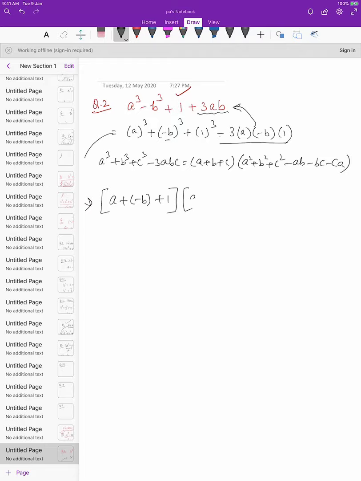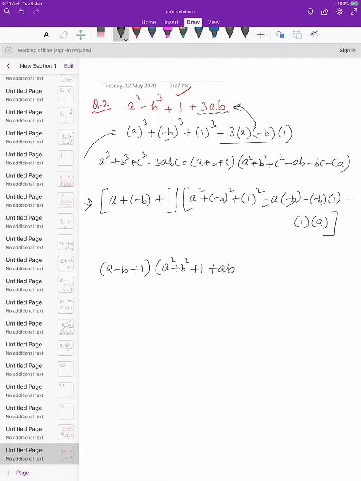Second bracket is a square plus b square plus c square minus a into b minus b into c minus c into a. So the answer is a minus b plus 1 into a square plus b square plus 1. Now this minus and minus will become plus ab plus b minus a. This is the factorization of the given algebraic expression.